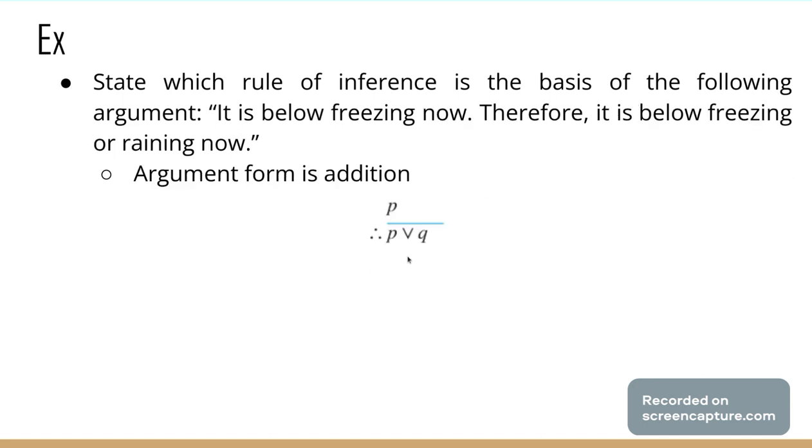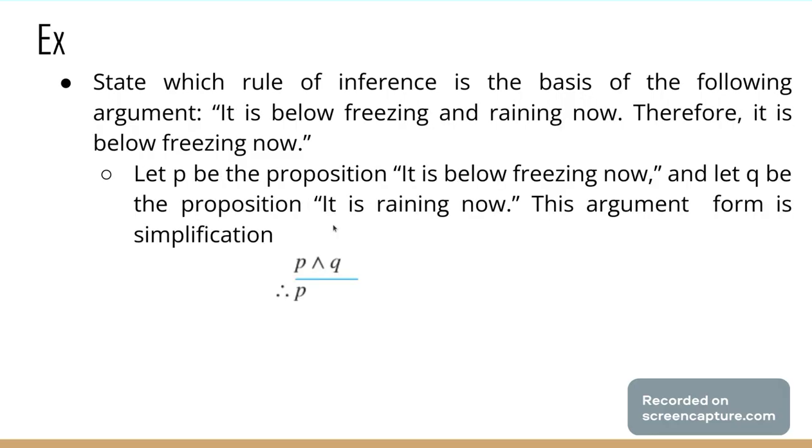You can read the statement: state which rule of inference is the basis of the following argument. It is below freezing now. That is P. It is below freezing now is P. It is below freezing or raining now is of the form P or Q. So this is of the argument form addition.